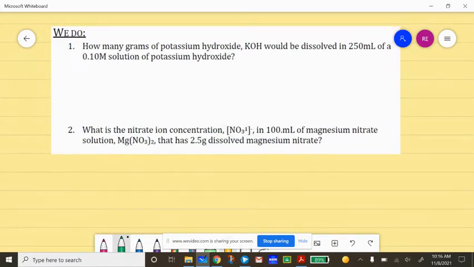Let's take a look at the we do problem. This one says, for the first question, how many grams of potassium hydroxide would be dissolved in 250 milliliters of a 0.10 molar solution of potassium hydroxide?